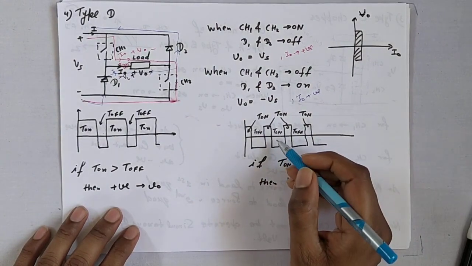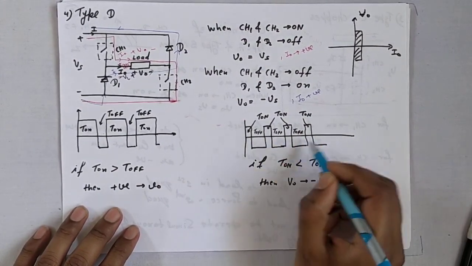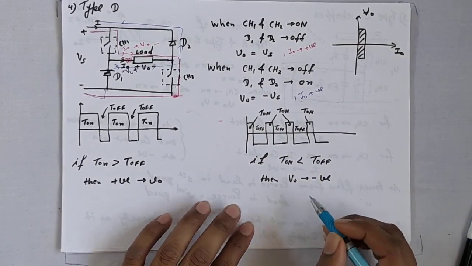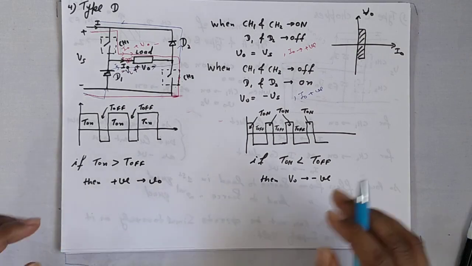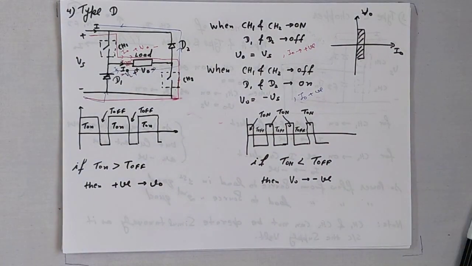So if you find the average of this waveform, you can see that the resultant output voltage is negative. So this is the type D. In this lecture we discussed type A, type B, type C and type D chopper. In the next lecture we will study the type A chopper. Thank you.